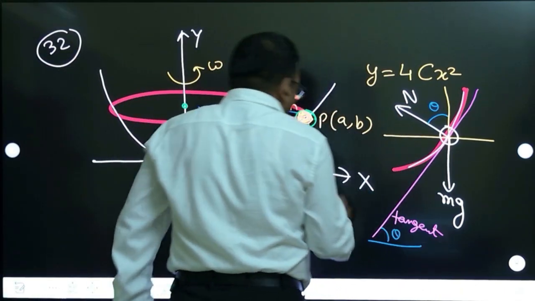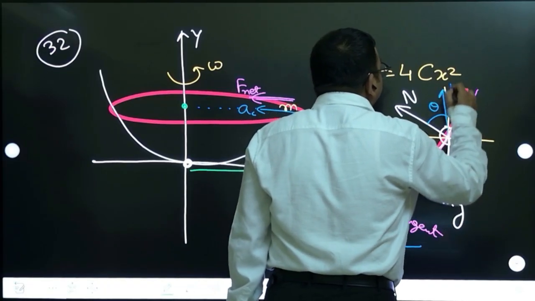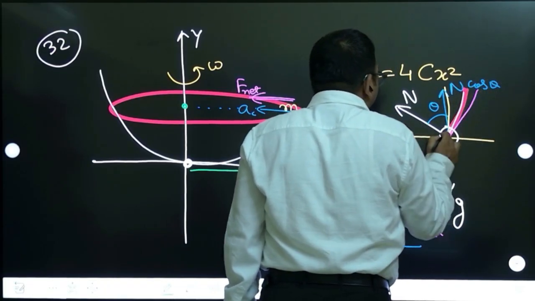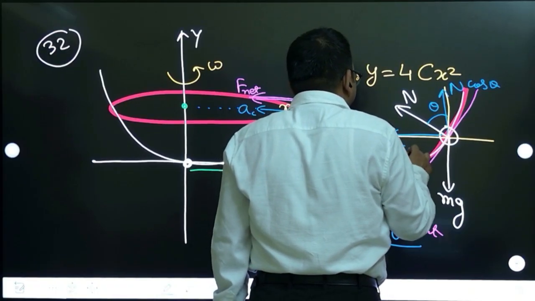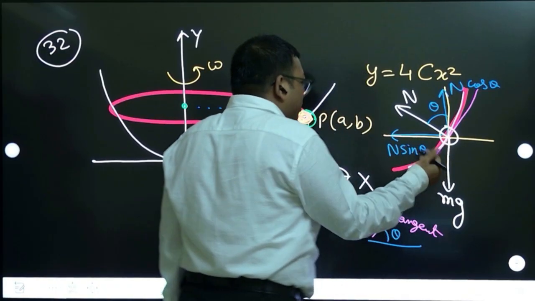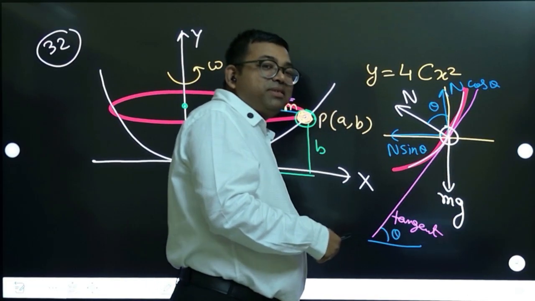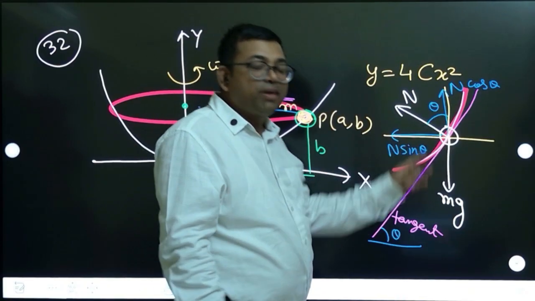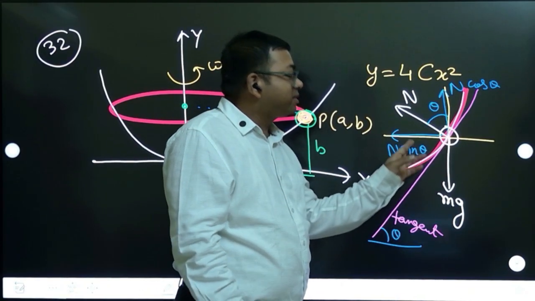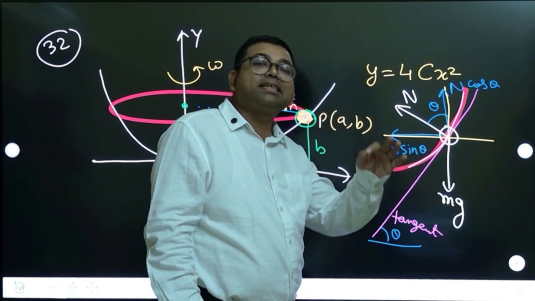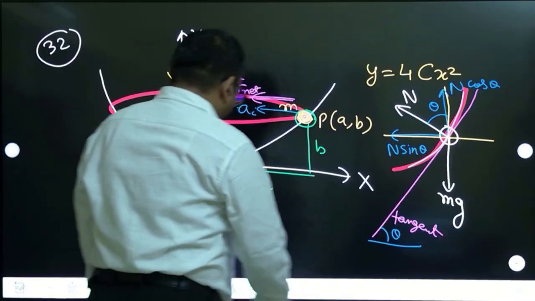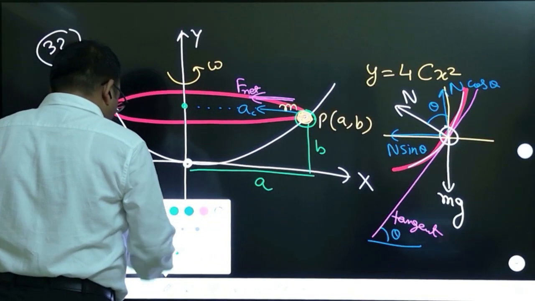Now resolve the normal. Normal in this direction becomes normal cos theta, and normal in this direction becomes normal sin theta. Because the resultant is this way, normal cos theta will balance mg, and normal sin theta is the net force, which is the centripetal force. So let us write that.